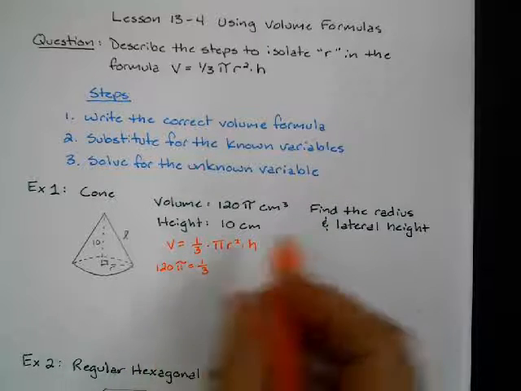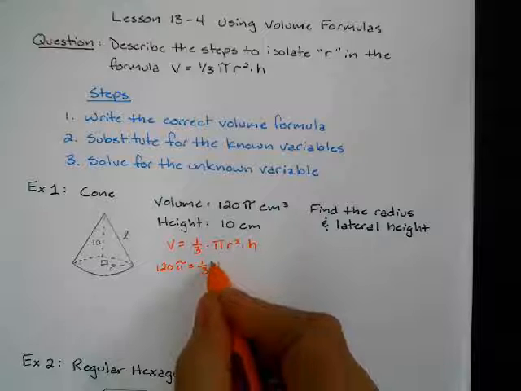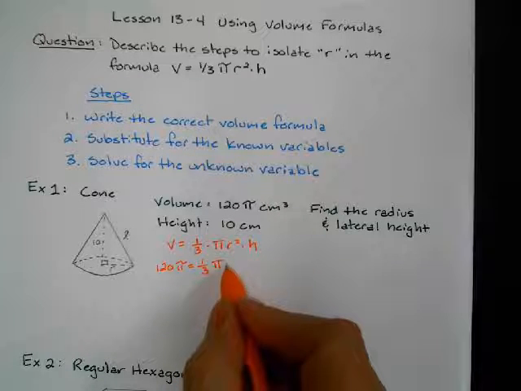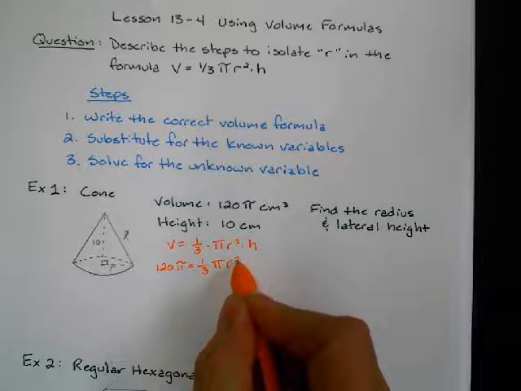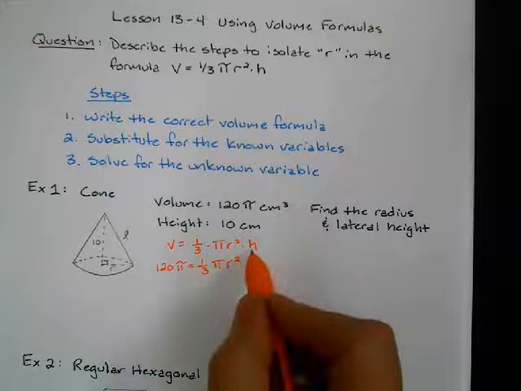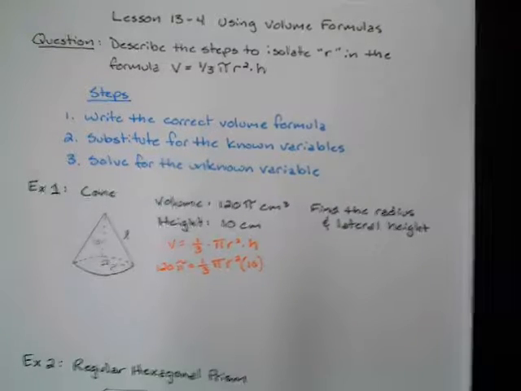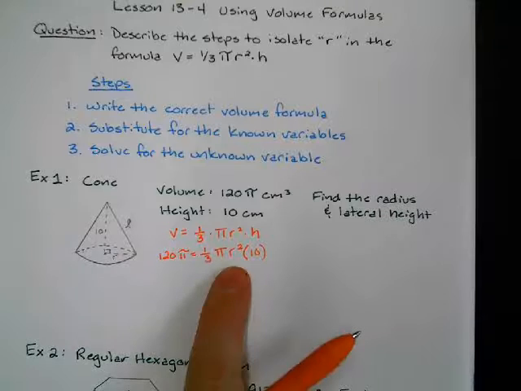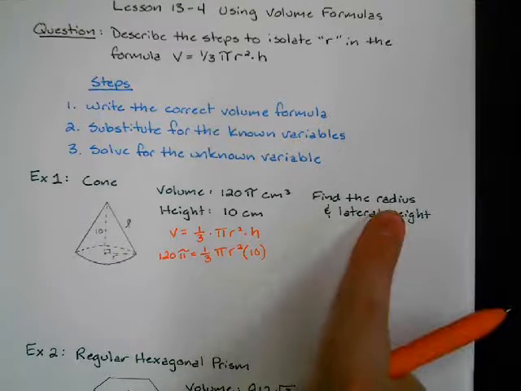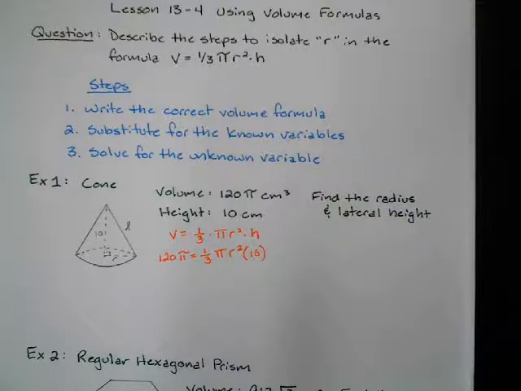1/3 is a constant, so it stays. Pi is a constant, it stays. I don't know r squared, so it's just going to stay r squared. I do know the height. The height is 10. All right, so I need to get r by itself because I really want to know what r is. Let's just do it one step at a time instead of doing everything all at once.